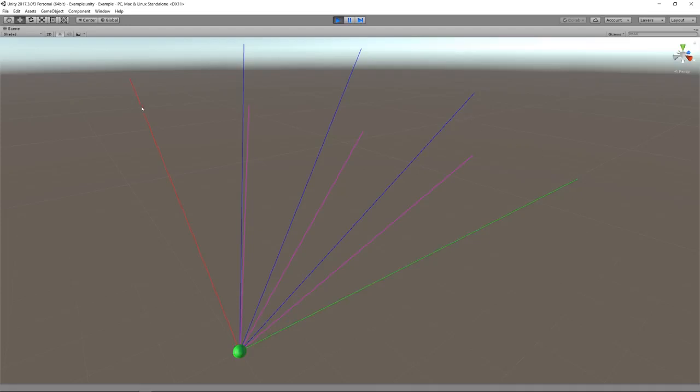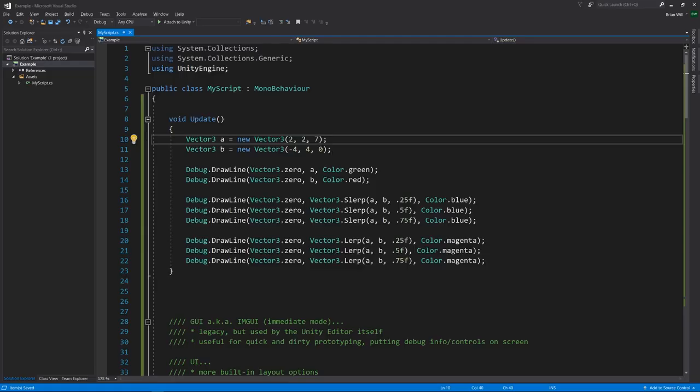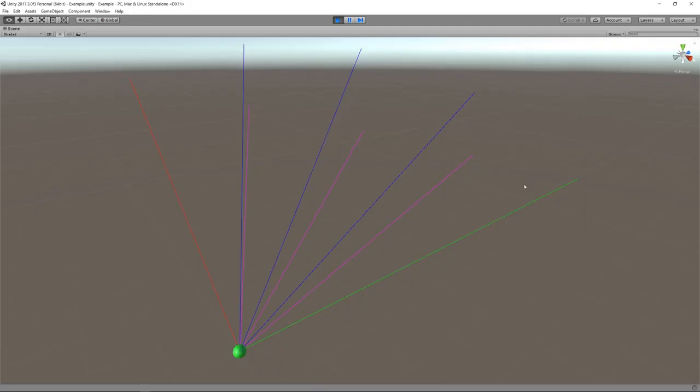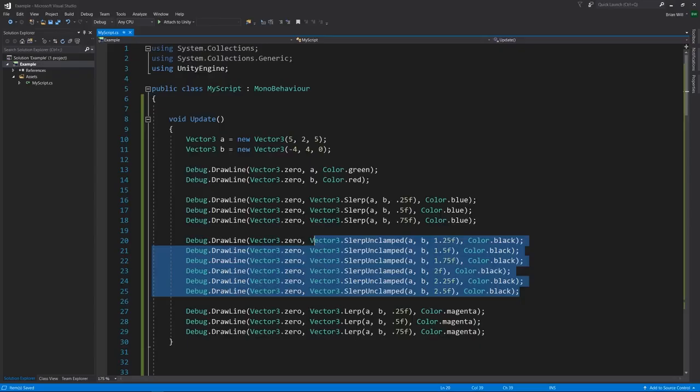And I believe in this case, A would be a longer vector. Here, let me make that even more apparent. I will make this a big number, and we'll just move over a little bit. Wait for the recompile, and yeah, so now A is definitely bigger than B, and so when we linearly interpolate 25% of the way from A to B, the magnitude is actually being shrunk as we get closer to B.